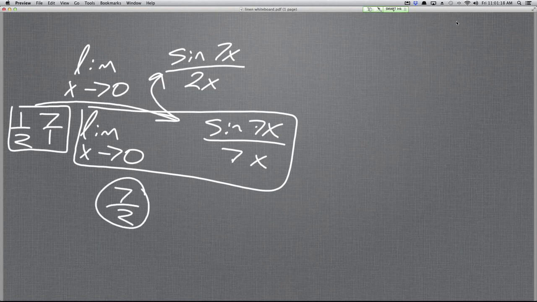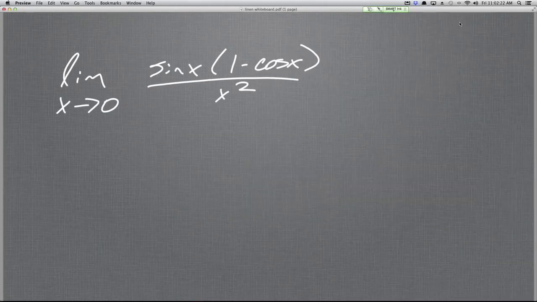How about now? Any better? Bring it out. Alright, here, if I plug in 0, I'm going to get 0 over 0. Okay? Now, what tells me I might want to use one of my special trig limits? We got 1 minus cosine x. That's not what I'm looking for. Sine of x squared.